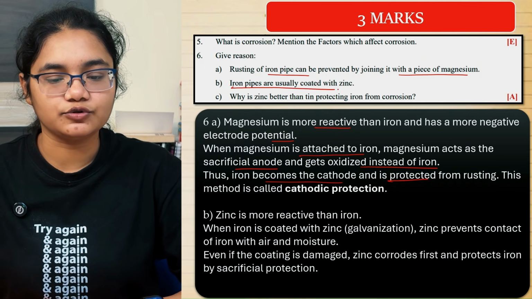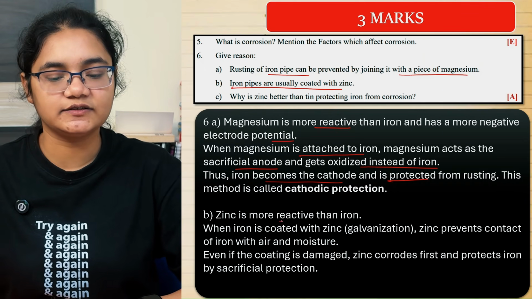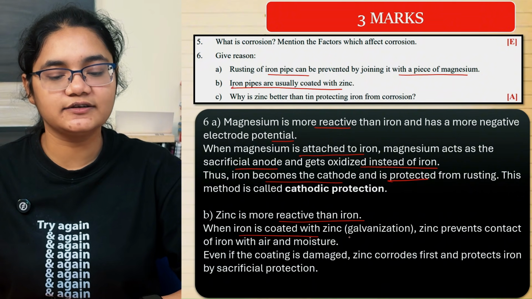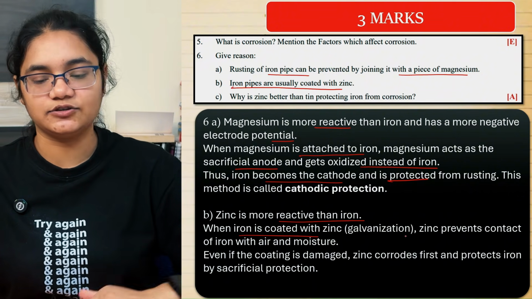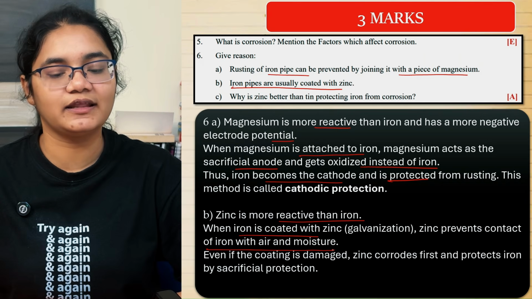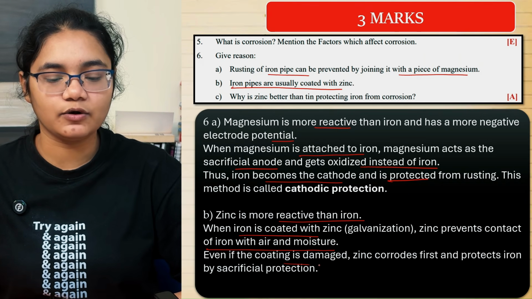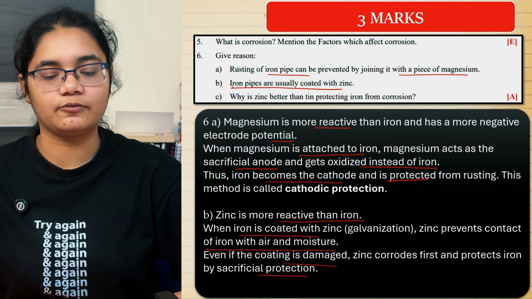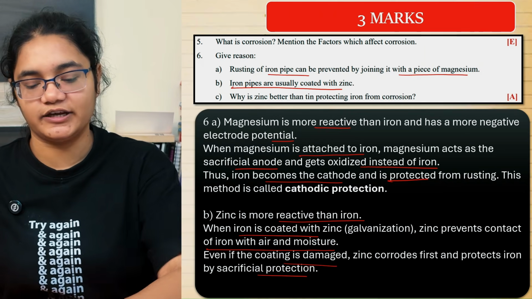Next, iron pipes are usually coated with zinc. The same reason, zinc is more reactive than iron. When iron is coated with zinc, that is called galvanization. Zinc prevents the corrosion of iron by air and moisture. And even if the coating is damaged, zinc corrodes first and protects the iron by sacrificial protection.